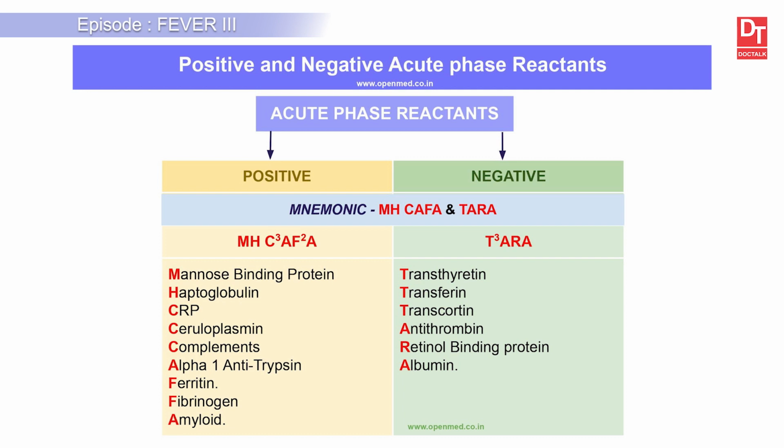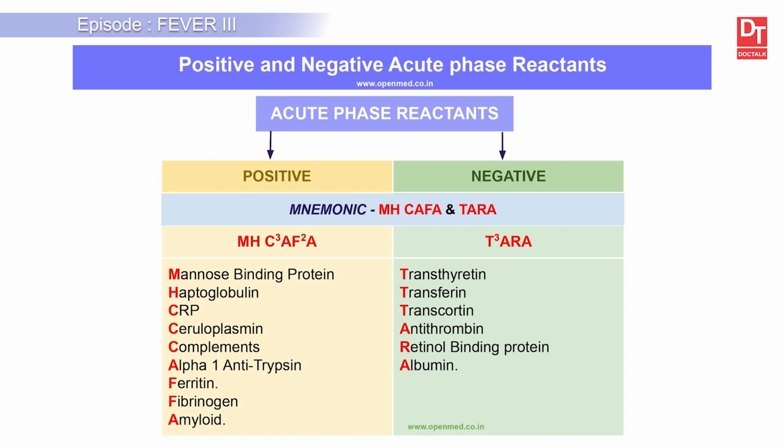For the positives, we have an interesting mnemonic: MHC3AF2A. M means mannose binding protein, H haptoglobin, C3 CRP, ceruloplasmin, complements, A for alpha 1 antitrypsin, F2 ferritin, fibrinogen, and A for amyloid. So, these are important positive acute phase reactants.